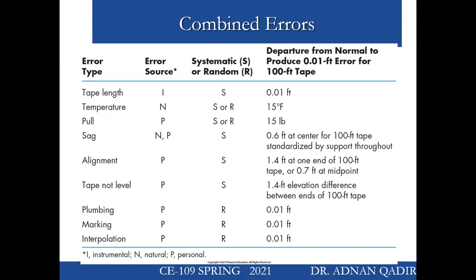This is systematic error, and as I say, systematic error can be corrected. Tape not level is systematic. Plumbing may be a random error. Sometimes you plumb well, and sometimes you don't because of some other reasons. So these are random errors, and you cannot apply correction to random error. You can only apply it to systematic errors.